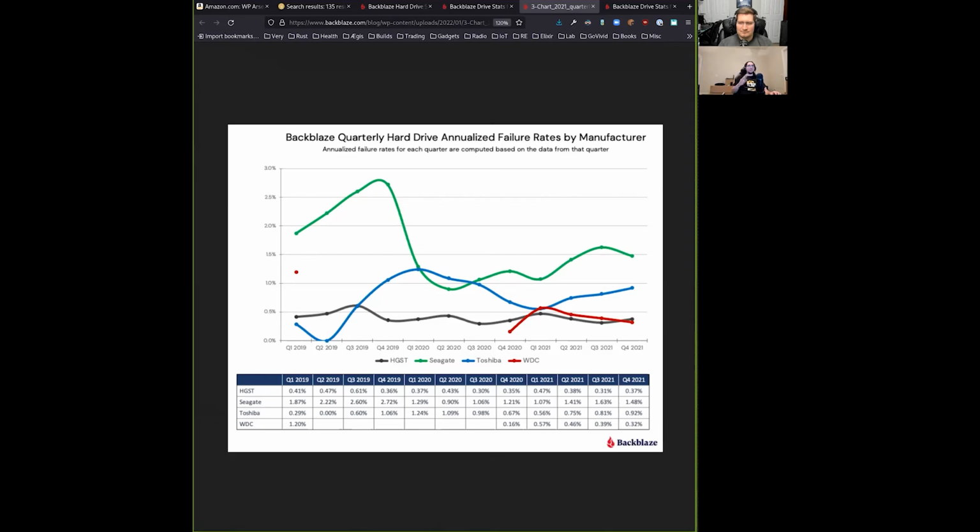I'm wanting to switch over to Western Digital, but I haven't pulled that plug yet because I haven't found a good enough deal to convince me to buy a whole VDEV of Western Digital drives. But I think that's going to be my next batch or my next project.